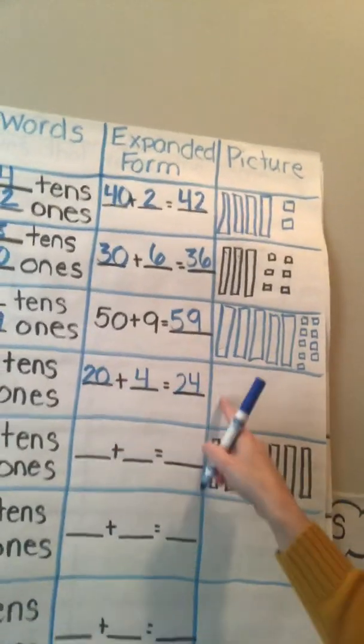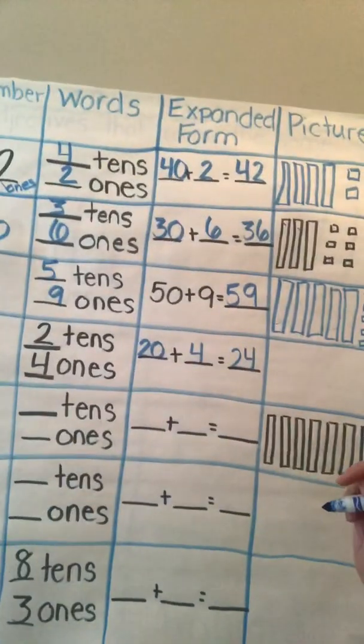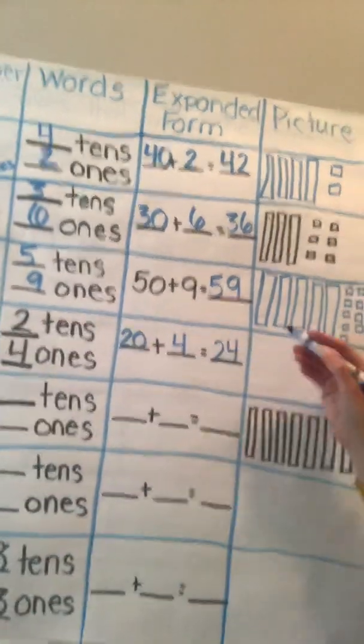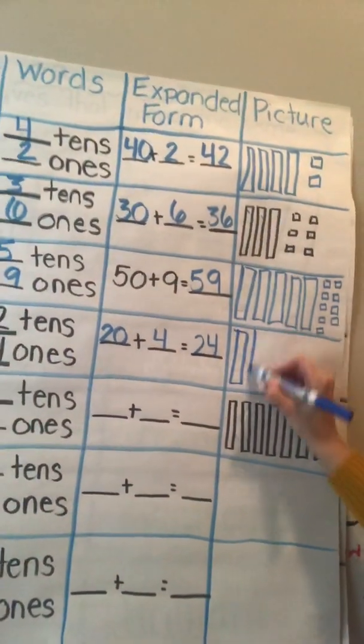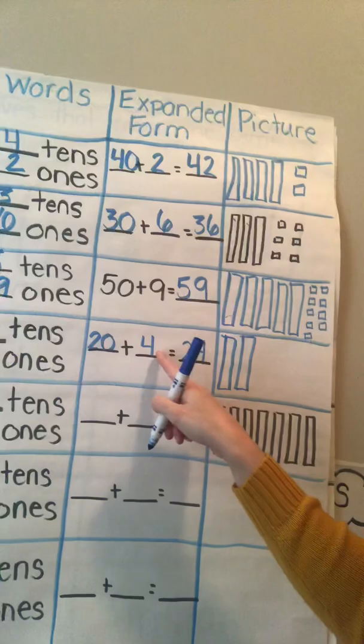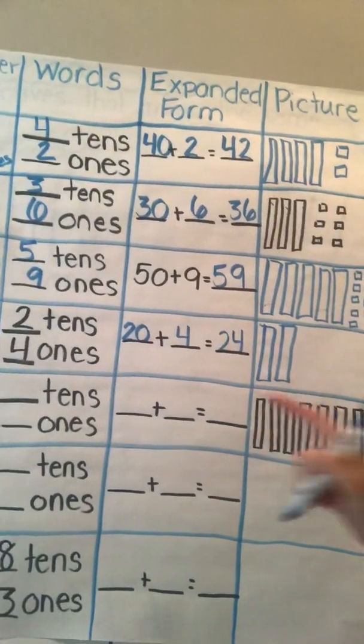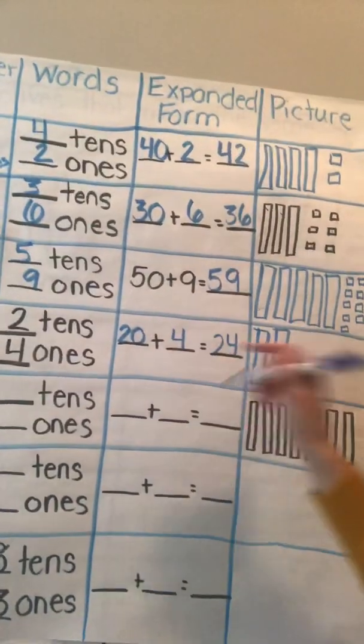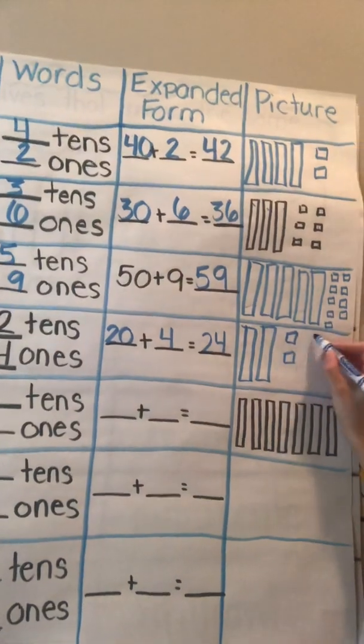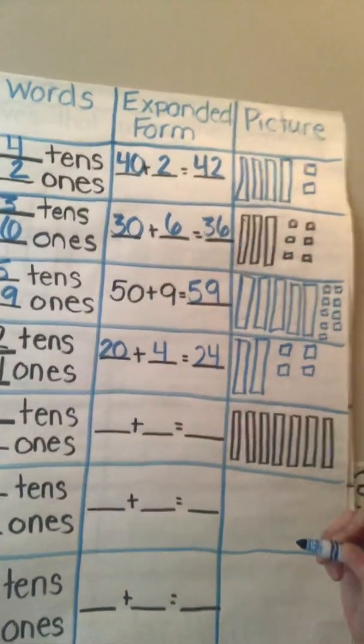Now let's do our base 10 blocks for the last part. So how many tens do I need to draw? Right, I have my 2 tens on my chart. So 2 tens for my 20, and then how many ones? Right, 4 ones. We're adding 4 more to make 24.